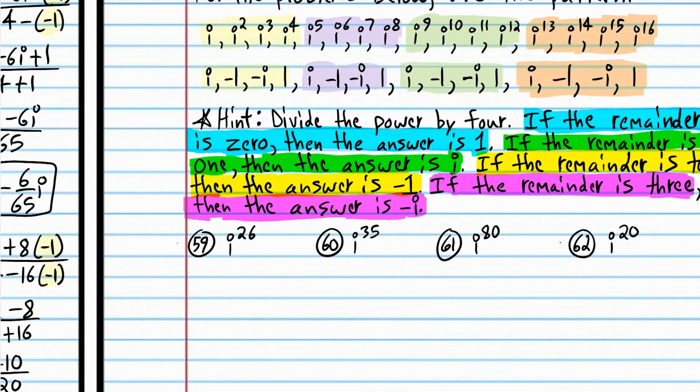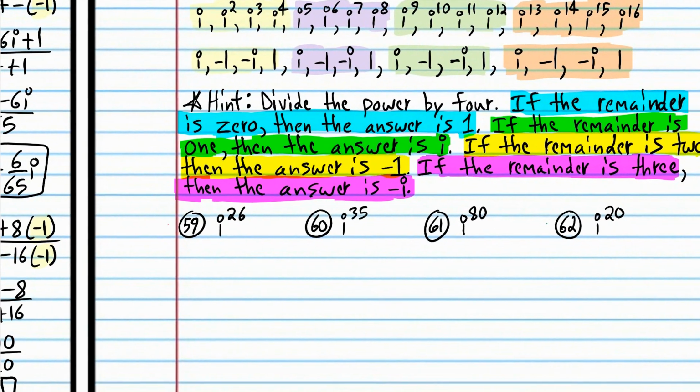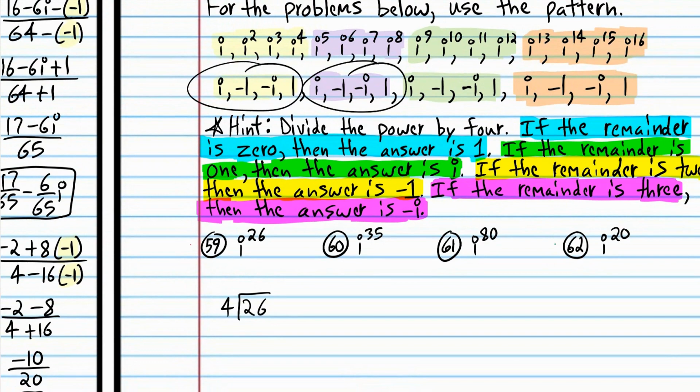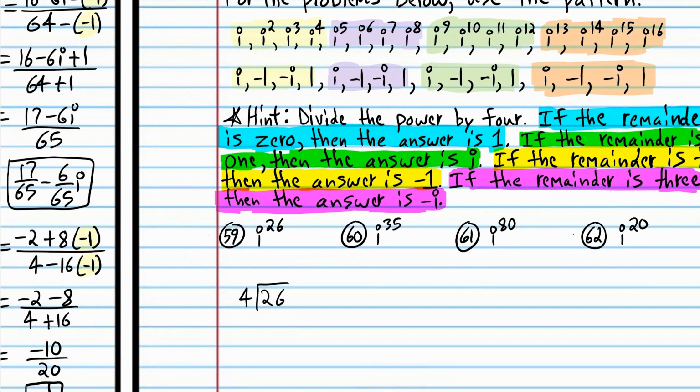We could go into a lengthy explanation of this, but probably the easiest way is just to use this general rule here. What you want to do is take the power and divide it by 4. Why 4? Because there are 4 elements in each pattern. And you're going to figure out what the remainder is. So 4 goes in 6 times. 6 times 4 is 24, and 26 minus 24 is 2. So the remainder is 2.